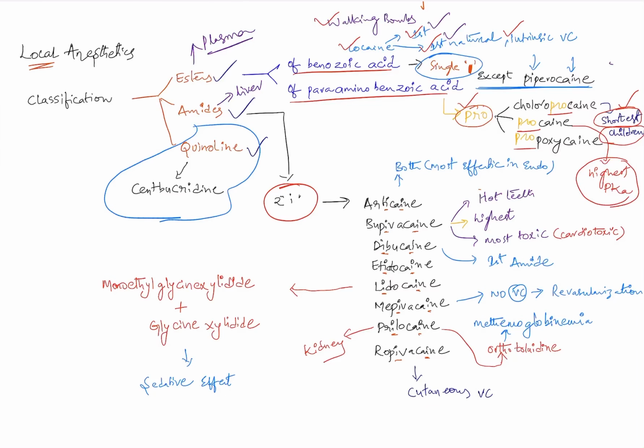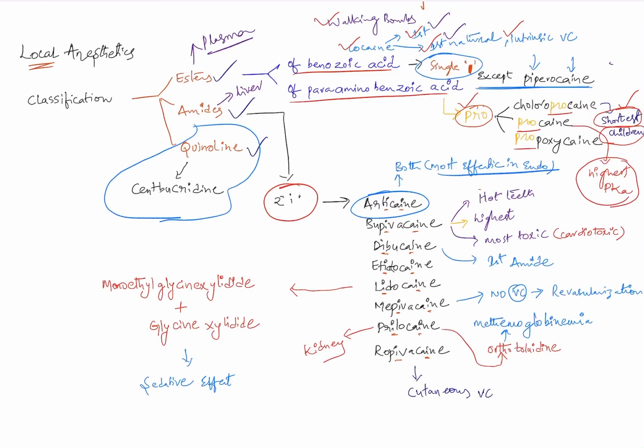The first one I want you to make a note of is articaine. A few people consider articaine as a transition between the esters and amides. It is in the middle of the esters and amides, which has the capacity to work both as an ester as well as an amide, and it is most effective in endodontics. Just make a note, it is most effective in endodontics.